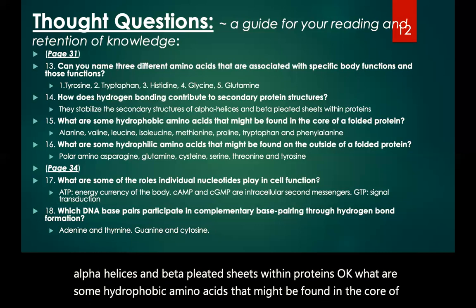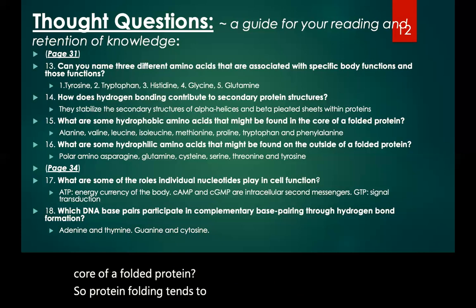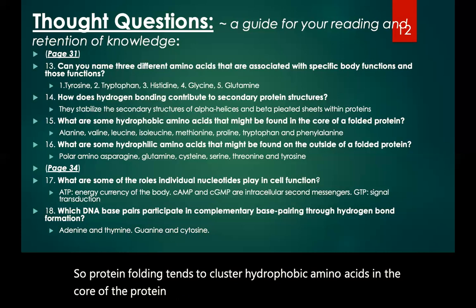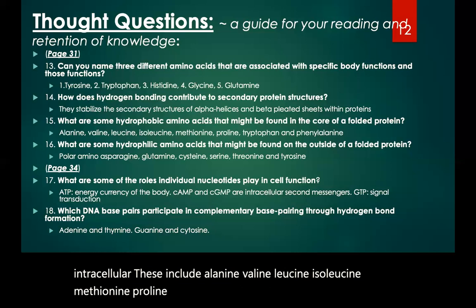Okay, what are some hydrophobic amino acids that might be found in the core of a folded protein? So protein folding tends to cluster hydrophobic amino acids in the core of the protein, hidden away from the aqueous extracellular or intracellular fluid. These include alanine, valine, leucine, isoleucine, methionine, proline, tryptophan, and phenylalanine.